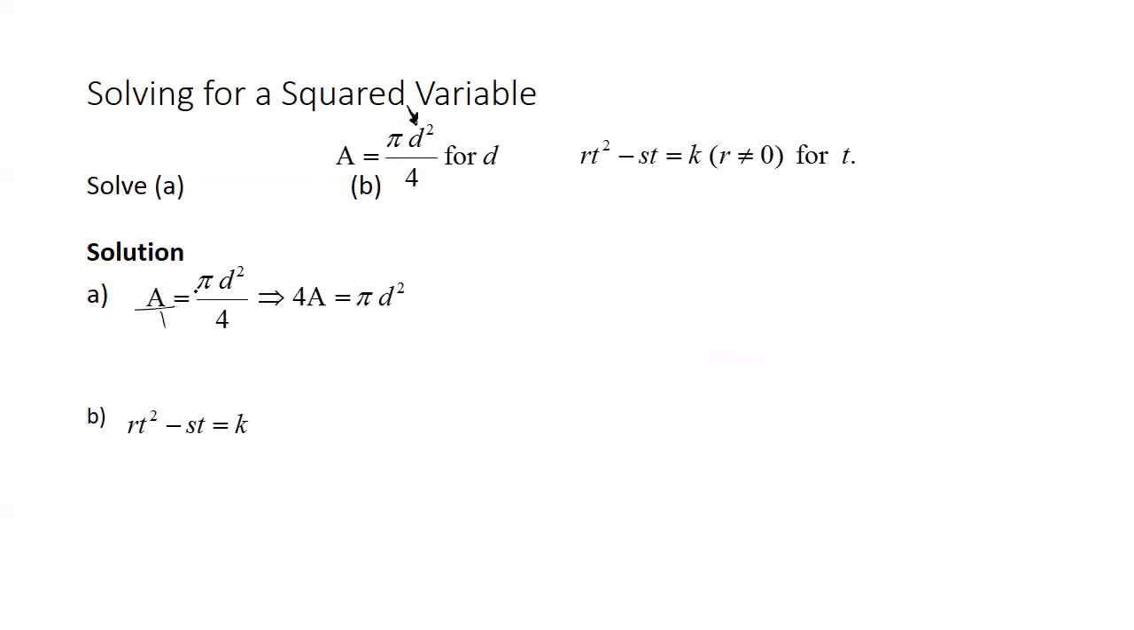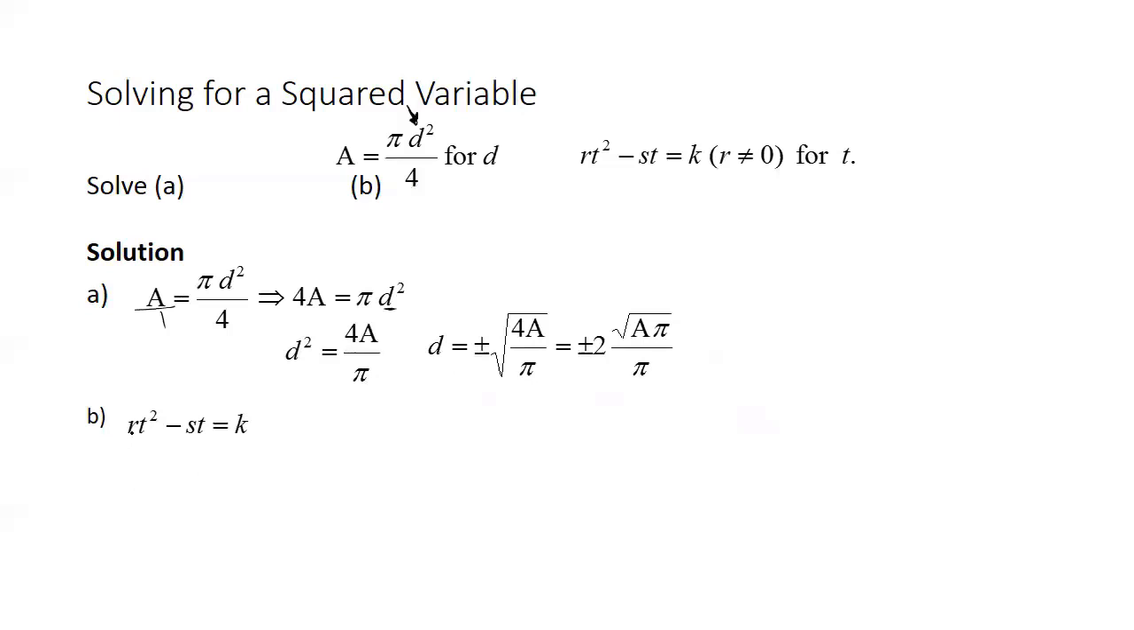So I get 4A is equal to pi times d squared. To solve for d, I need to divide both sides by pi. So d squared is equal to 4A over pi. So d would be plus and minus the square root of that. So d would be equal to plus and minus the square root of 4A over pi. So we're using the square root property to isolate d in this case.